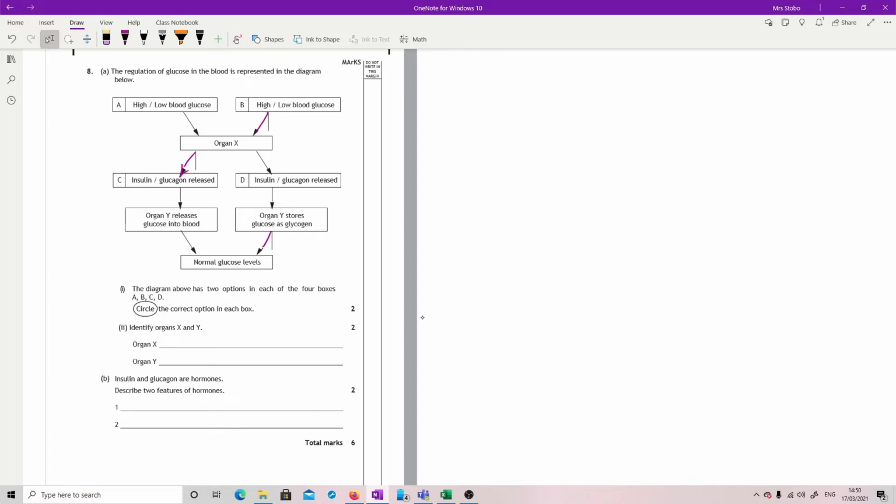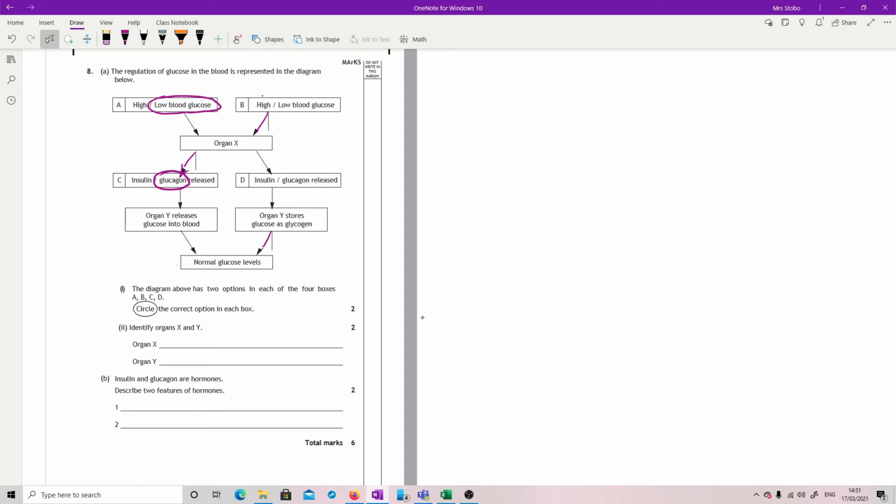Let's look on the left hand side first, but we're working from the bottom. So normal glucose levels, organ Y releases glucose into the blood. For it to release glucose, you must have run out of glucose. So we must have gone for glucagon, as in help, my glucose has gone, which then releases the glucose into the blood. Organ X, which when we get to is the pancreas, would have realised that you had low blood glucose, and that must have been that side. So low blood glucose triggers the glucagon, which triggers glucose being released into the blood from the liver, which is again an answer down here.